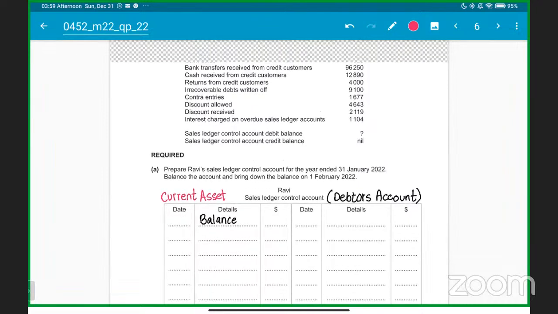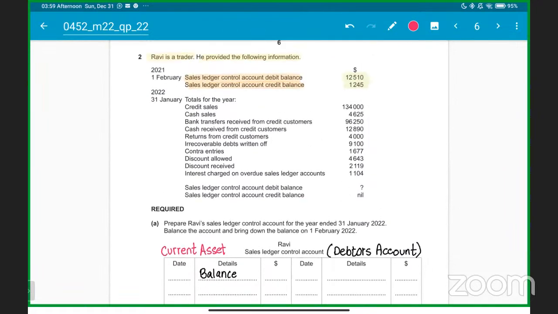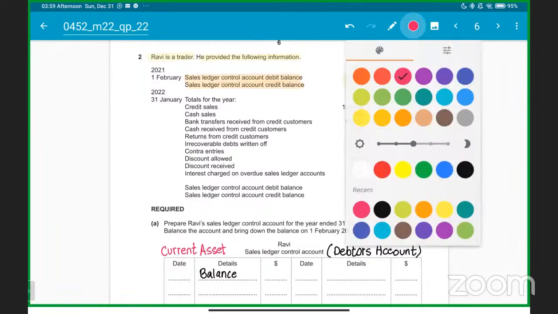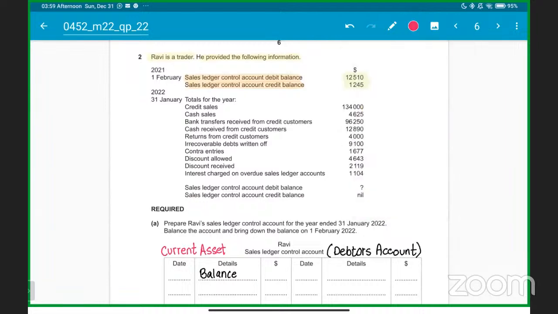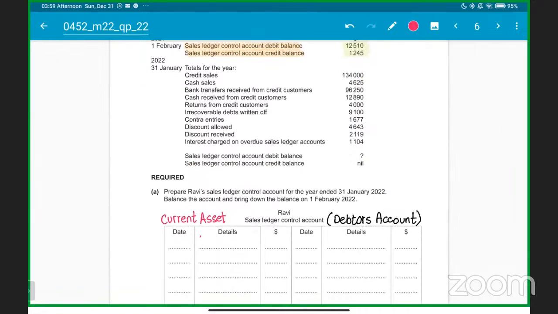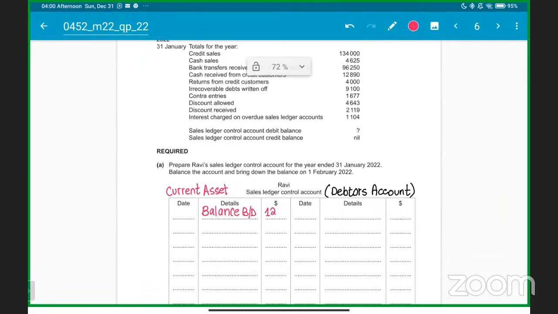So here we understand that we have the sales ledger control account opening balance on the debit side, and the sales ledger control account credit balance as well. Got that clear? Understood? So balance brought down will start from here and it will be 12,510. Just go according to the formula, the pattern, the format, and you will be able to get it.